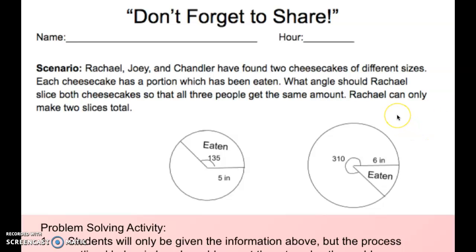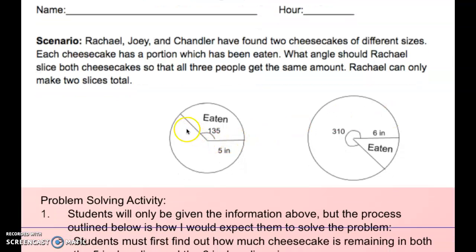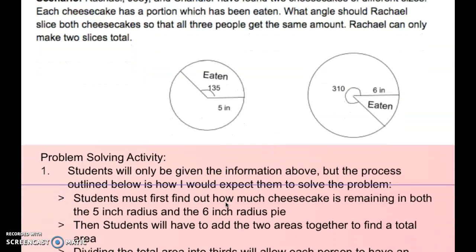Now, the way that I would solve this problem would be first to calculate the area of the remaining cheesecake, right? So this is how I would expect them to proceed through the problem. So first I would find the area of each of these sectors, the one on the 5-inch radius pie and the one on the 6-inch radius pie.